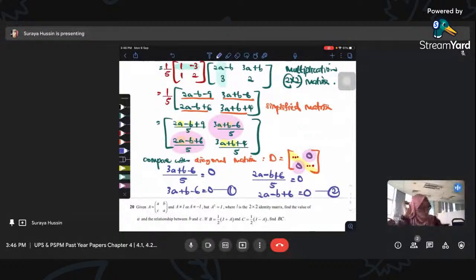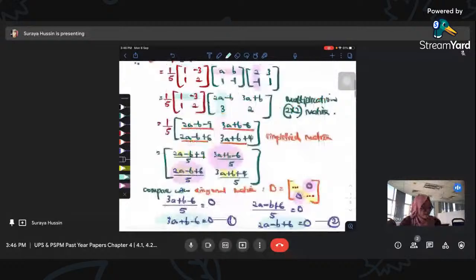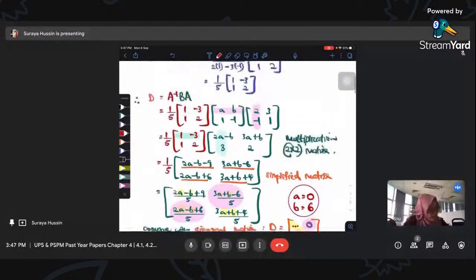Okay? So, bila you dah ada dua equation ini, you bolehlah cari your nilai A and B. After you have found your A and B, which is, cari sendiri ya, your A is equals to 0 and your B is equals to 6. You do the simultaneous equation and you will find out your A is equals to 0 and your B is equals to 6. Lepas tu, you pun buatlah conclusion saying that D is equal to, masukkanlah nilai.